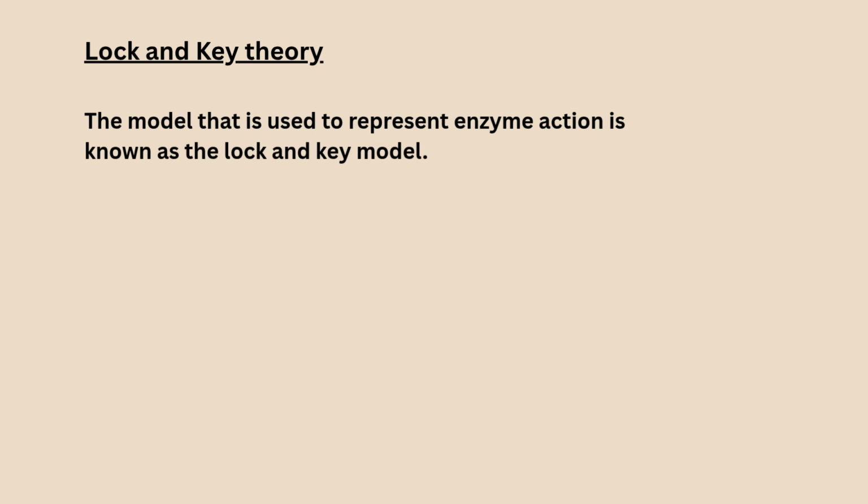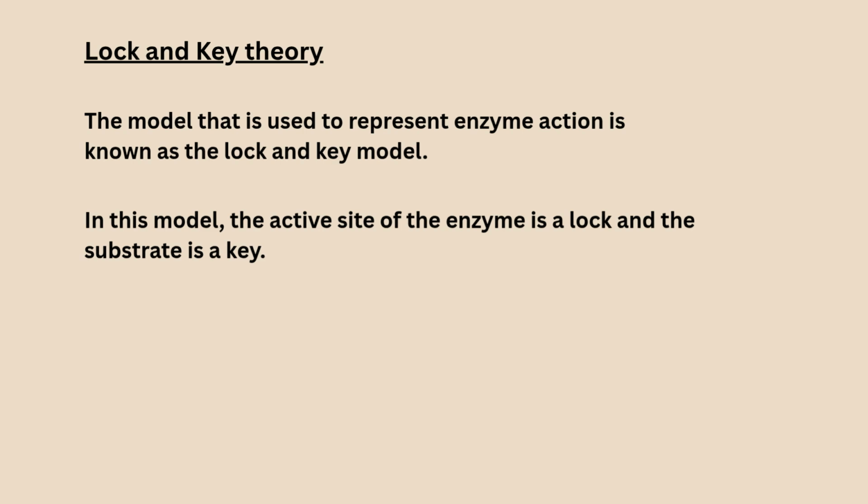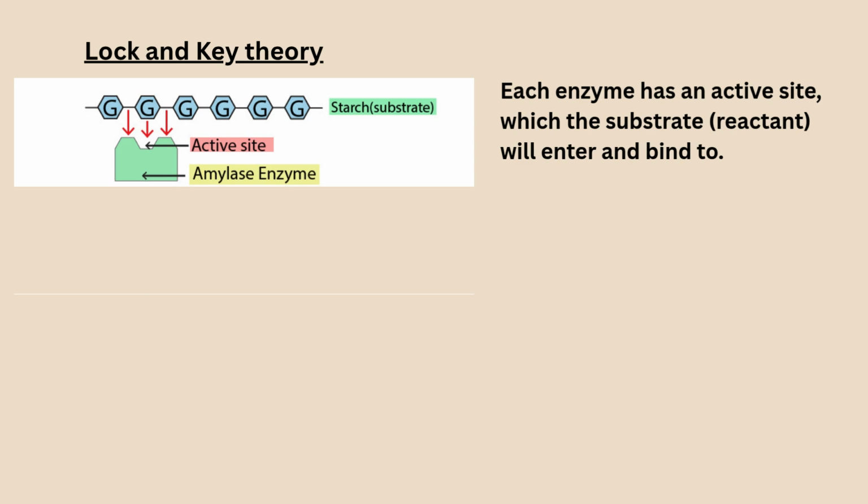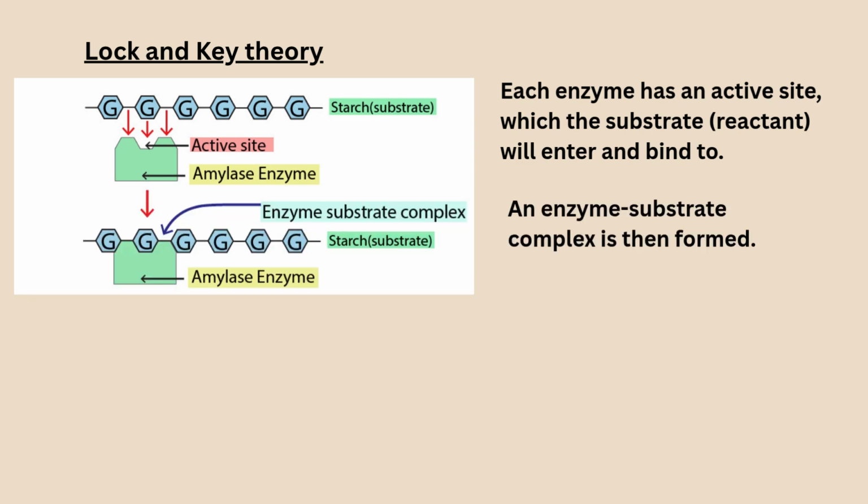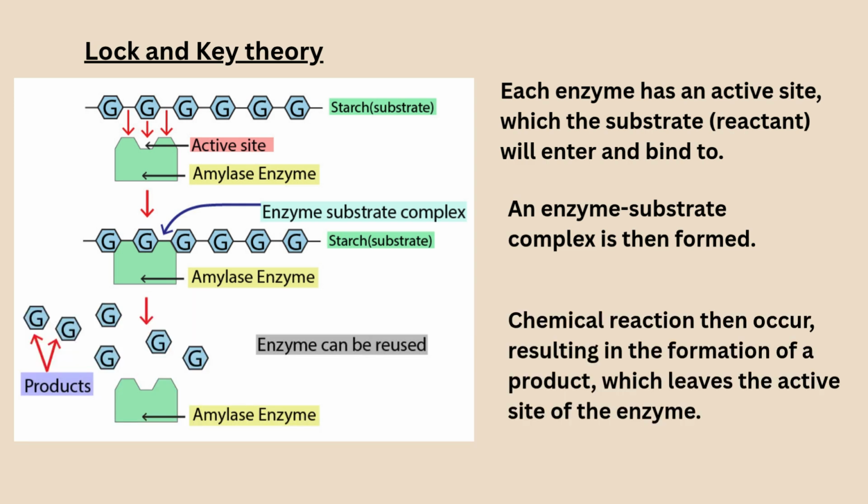The model that is used to represent enzyme action is known as the lock and key model. In this model, the active site of the enzyme is a lock and the substrate is a key. Each enzyme has an active site, which the substrate will enter and bind to. An enzyme-substrate complex is then formed. A chemical reaction occurs, resulting in the formation of a product, which leaves the active site of the enzyme.